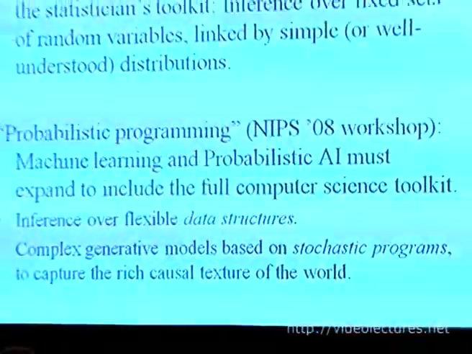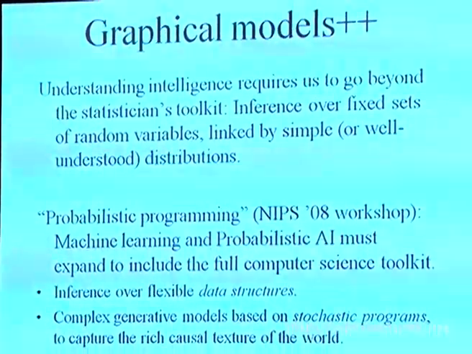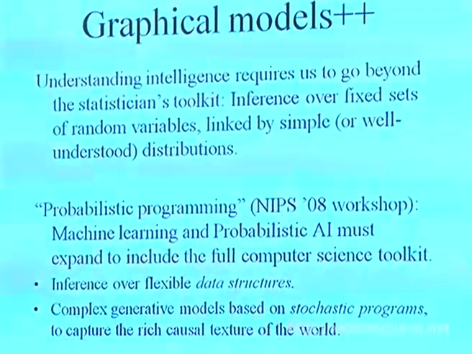What we realized in the work we were doing there with, say, the structural grammar induction, and a number of people have been realizing over the last few years, is that we're approaching the limits of what we can do with our traditional graphical models toolkit, or what you could call the statistician's toolkit. This is inference over fixed sets of random variables linked by simple or at least well understood probability distributions. You could say that up until that graph grammar induction, everything I said could have been done by a Bayesian statistician if they were crazy enough. But this other thing is, trust me, way too crazy for a Bayesian statistician.